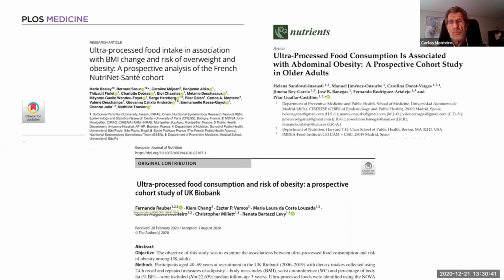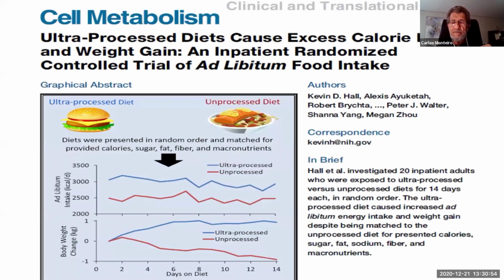After the meta-analysis, we see 3 other new studies on ultra-processed foods and obesity, cohort studies in the UK, France, and Spain, all of them showing association. So now there are 5 cohort studies linking ultra-processed foods to obesity. And as you know, there's an already famous randomized control trial done at the National Institutes of Health in the US by Kevin Hall.